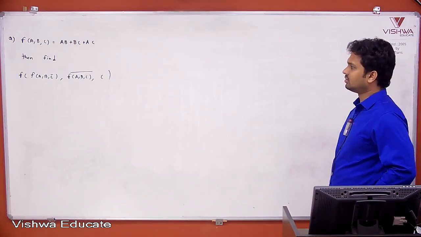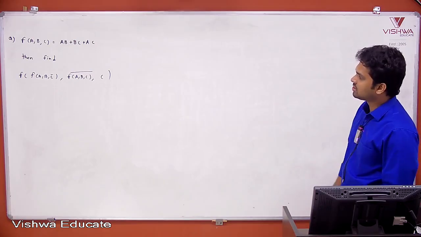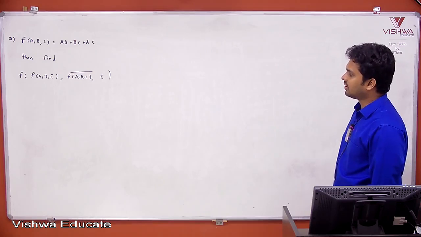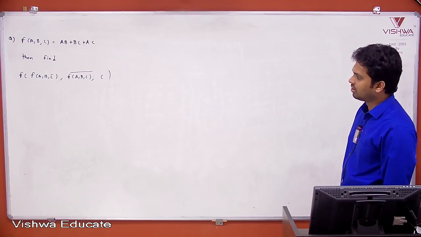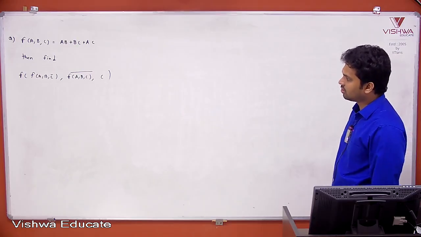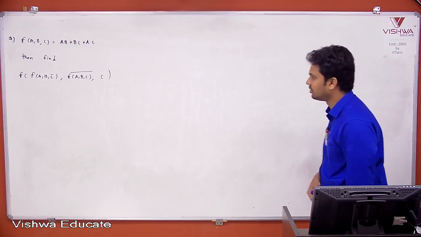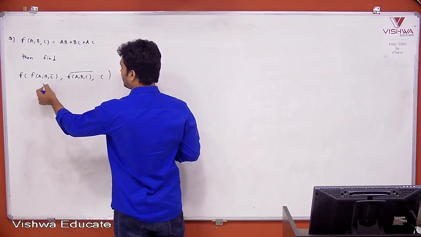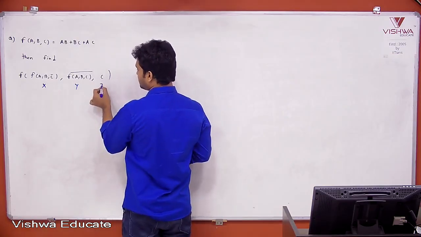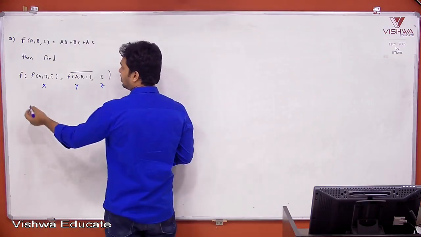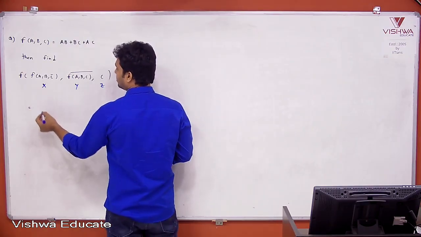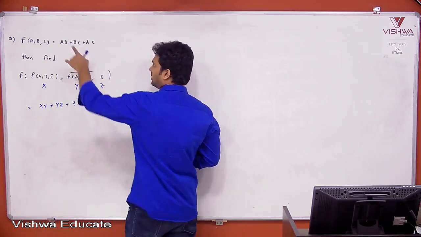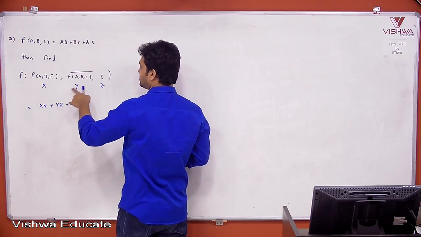They have given the function f of ABC. You know what that function is? AB plus BC plus AC. We call that function a 3 input majority gate. What do we need to find? F of ABC bar, f of ABC whole bar, and comma C, some function. So for example, if you take it as x, y, z, listen here. What is your answer? Then the solution is equal to xy plus yz plus zx, like AB plus BC plus AC.